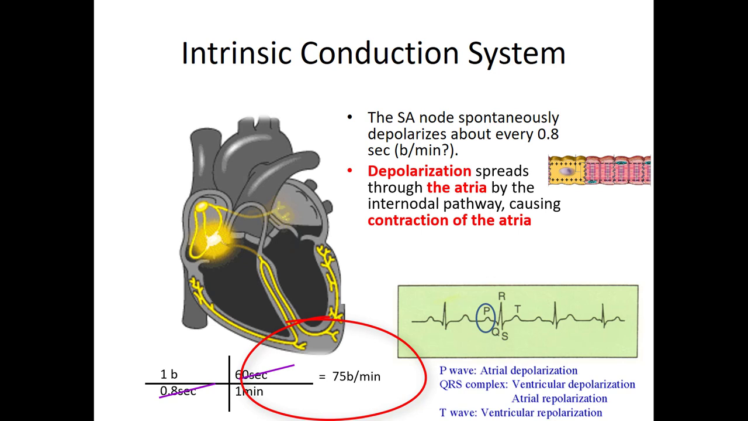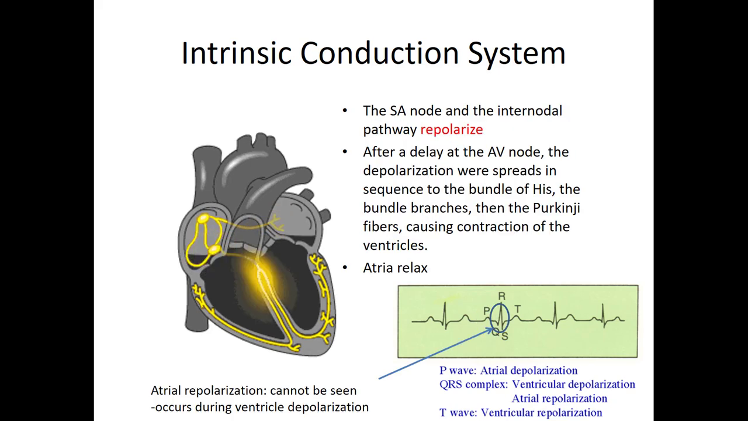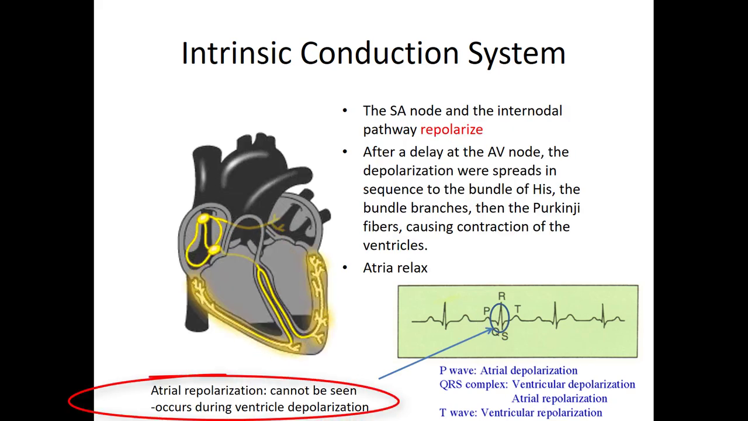This depolarization spreads through the atria by the internodal pathway, causing contraction of the atria. And the P wave represents this atrial depolarization. After depolarization, we must see atrial repolarization, but we already talked about that, right? So atrial repolarization cannot be seen because it occurs during ventricular depolarization, which is the QRS. This complex is really strong, so we cannot see atrial repolarization.